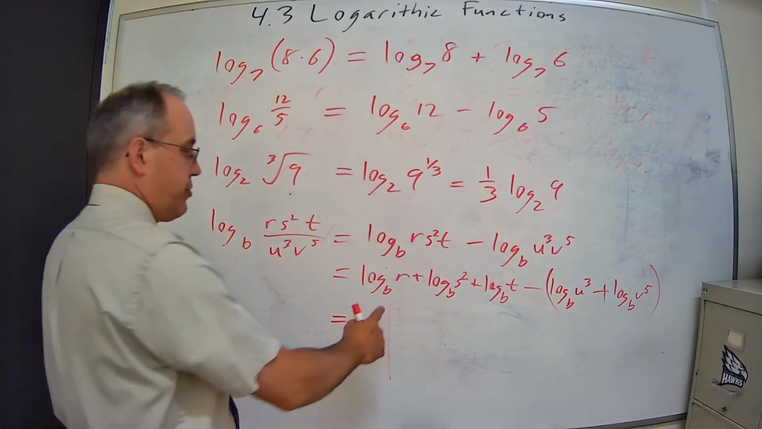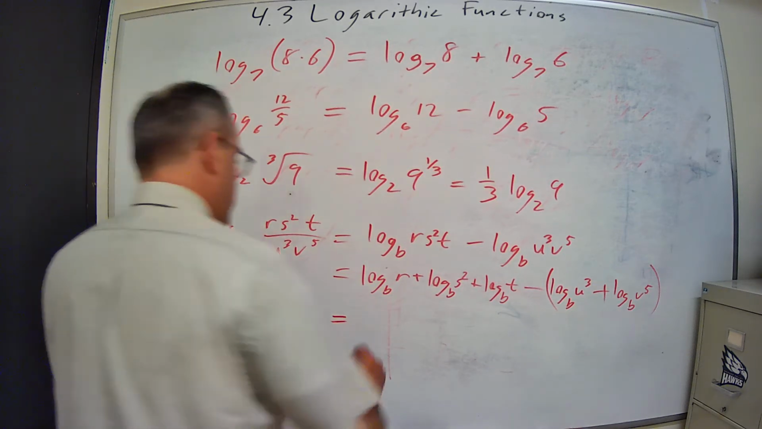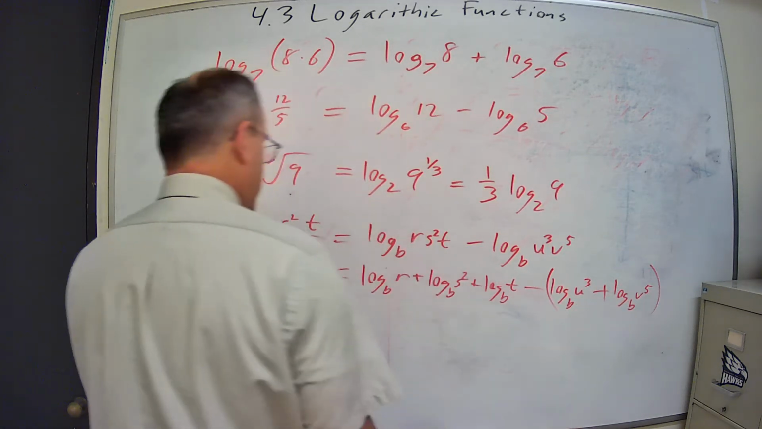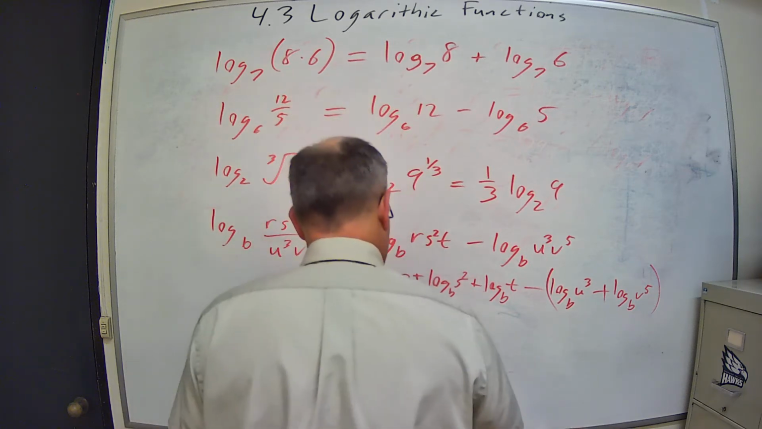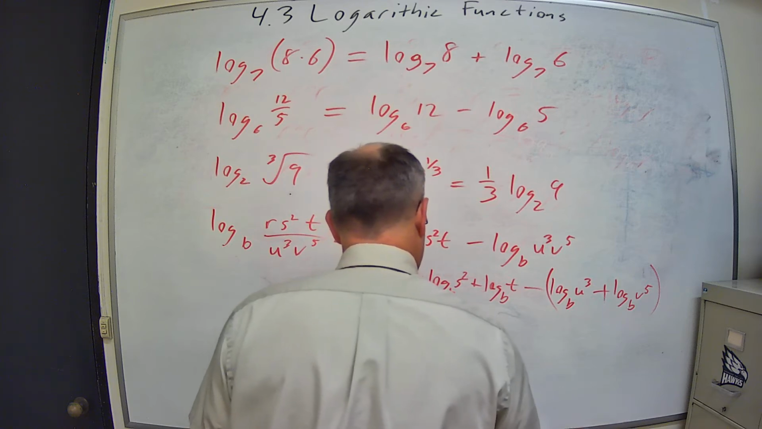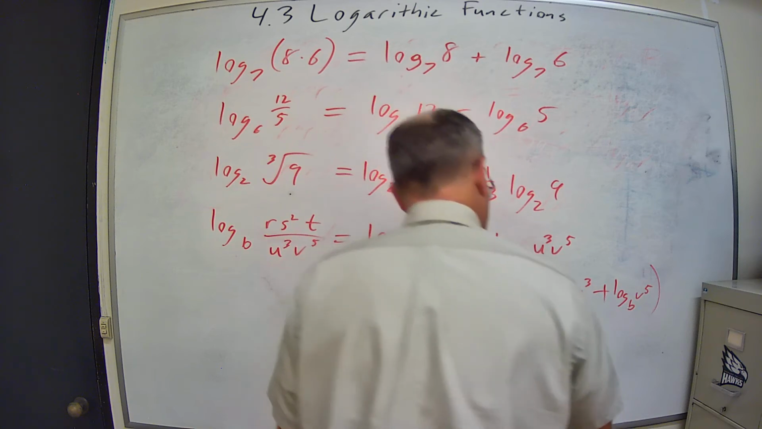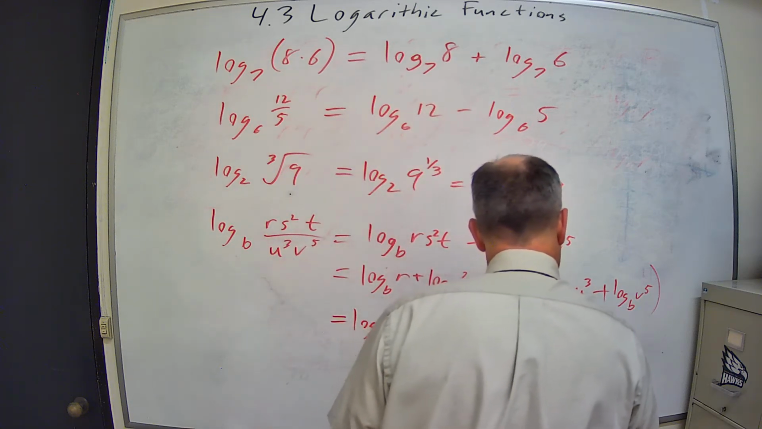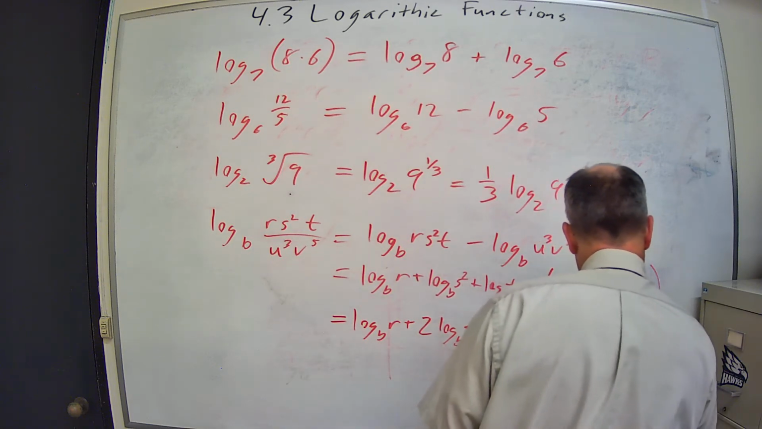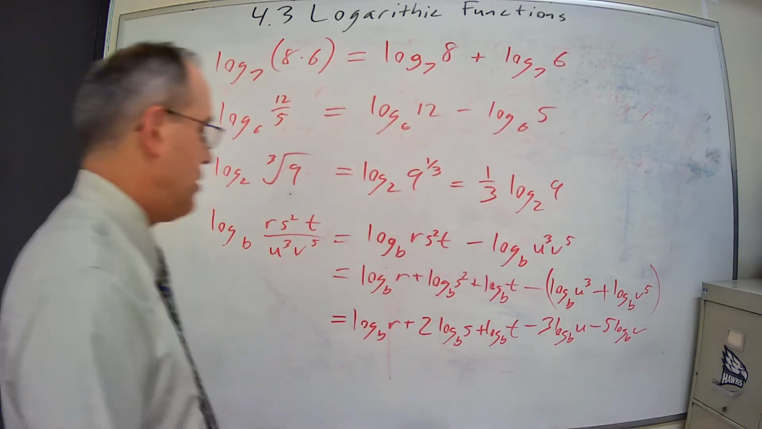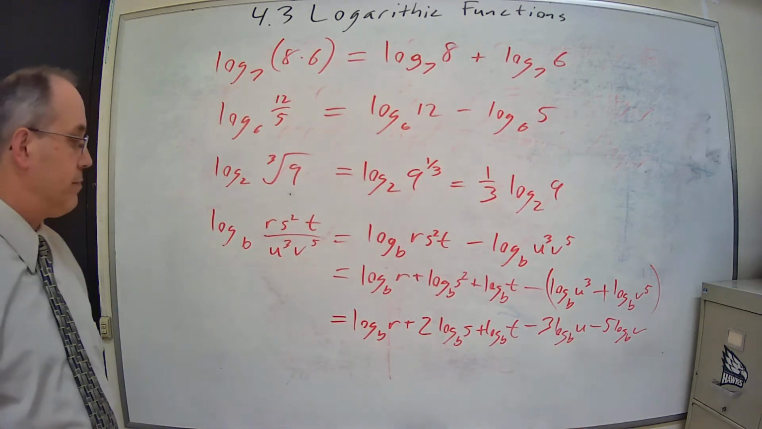From there, I can now simplify any exponents, and distribute that negative sign. Log base b of r plus 2 log base b of s plus log base b of t minus 3 log base b of u minus 5 log base b of v. And so now I've turned it into this long expression here.